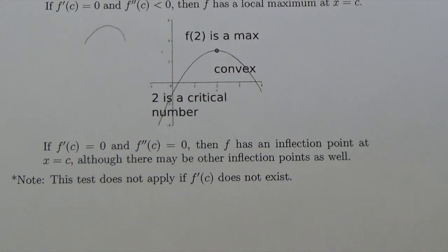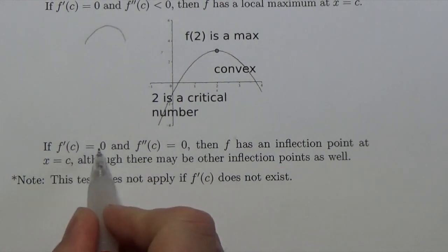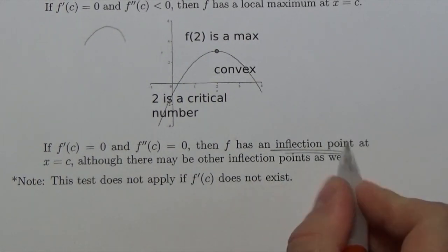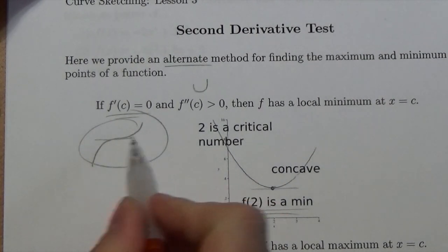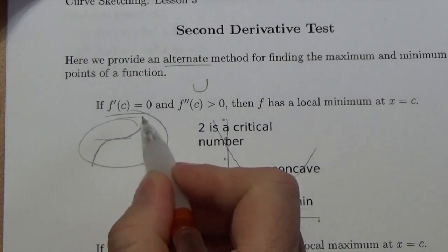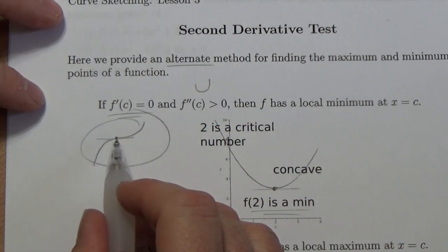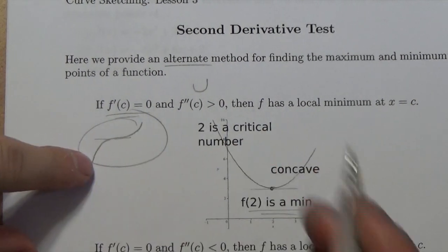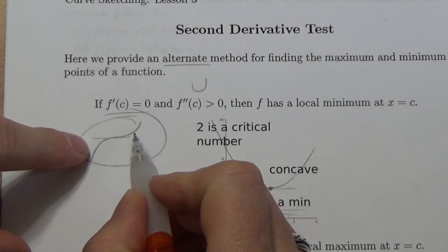Now there's always one other scenario you have to consider. Well, what if the first derivative is equal to 0 and the second derivative is equal to 0? Well, then you've got that inflection point, and that actually is the scenario I was just referring to up here. First derivative is 0 and the second derivative is 0. So it's an inflection point because the second derivative is equal to 0, and remember, the concavity is changing. That is important.